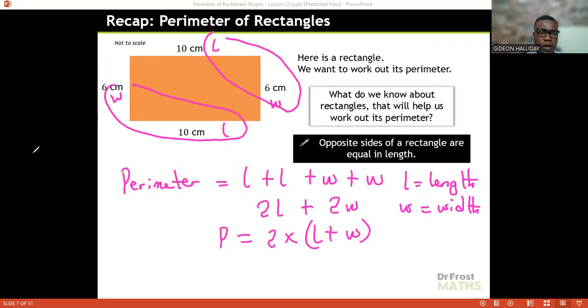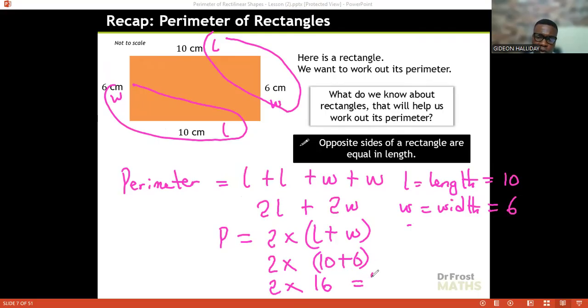Now, let's use this to calculate this now. Our L here will be 10 and our W will be 6. So we could say 2 times 10 plus 6. And 10 plus 6 is 16. And 2 times 16 gives us 32. 32 centimeters. So in your head, you can just do it. I just add length and width together and then multiply your answer by 2, right? It's easy.